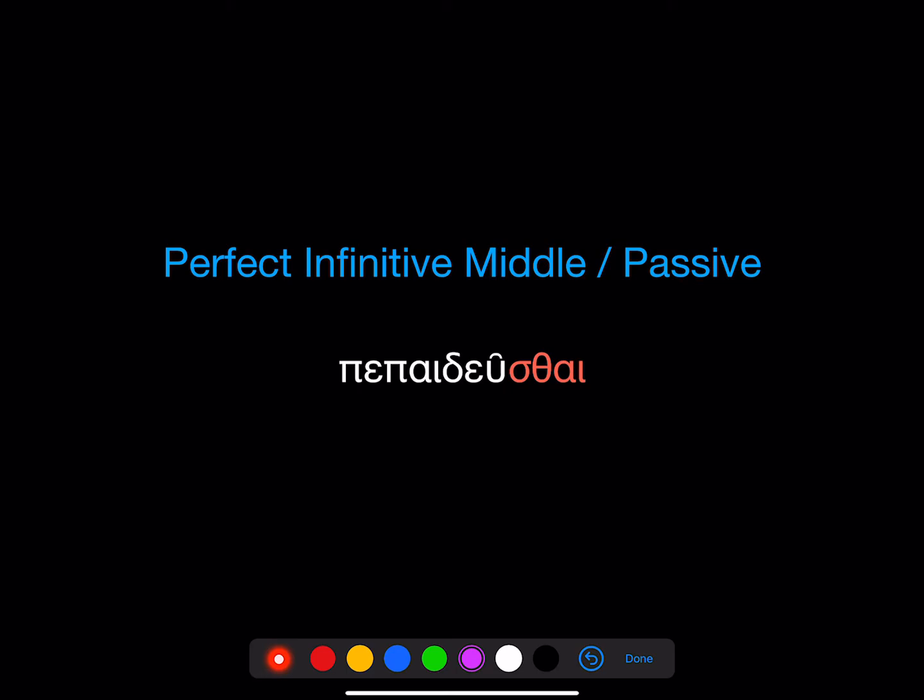We also have a perfect infinitive middle passive. Again, that stem from the fifth principal part with sthai added right to it. It's always accented on the penult, and this final ai counts as short for purposes of accentuation. So since this eu is long, that's why we have a circumflex there.